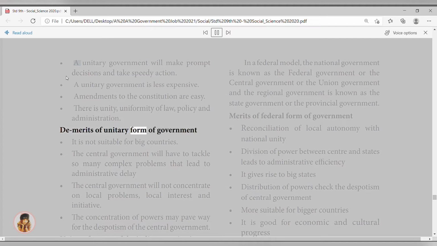Demerits of unitary form of government: it is not suitable for big countries. The central government will have to tackle so many complex problems that lead to administrative delay. The central government will not concentrate on local problems, local interest and initiative. The concentration of powers may pave the way for the despotism of the central government.